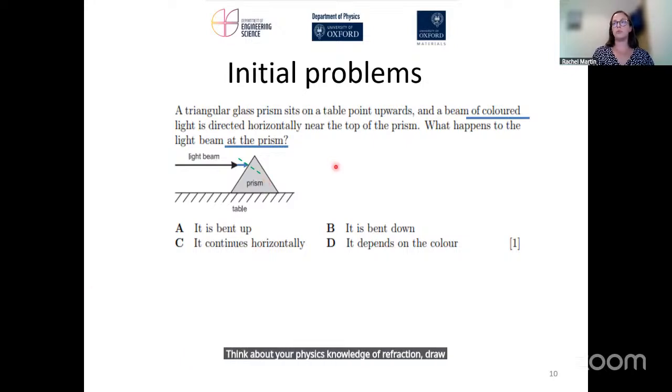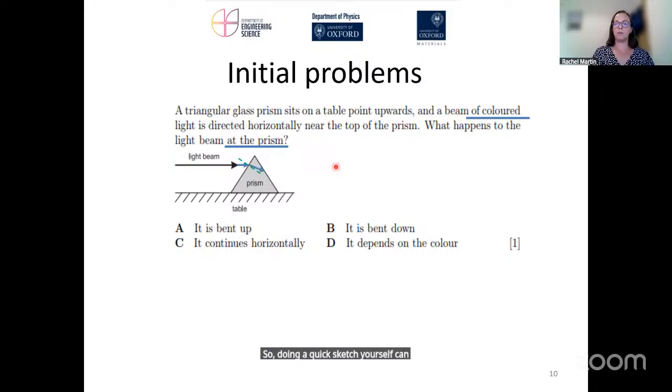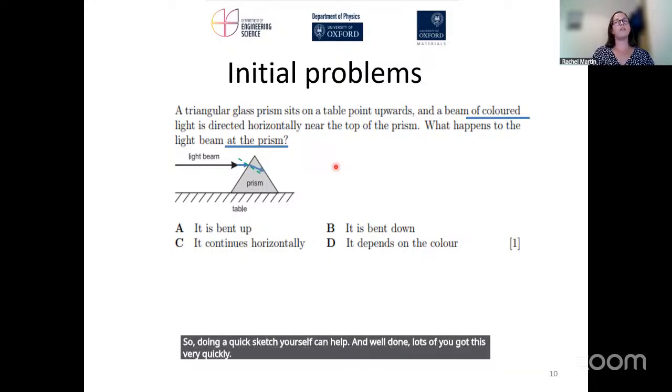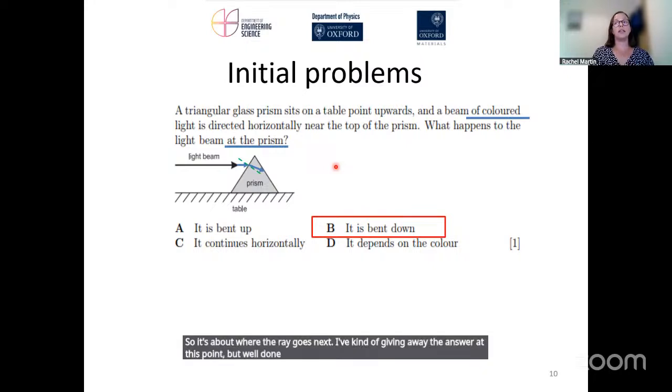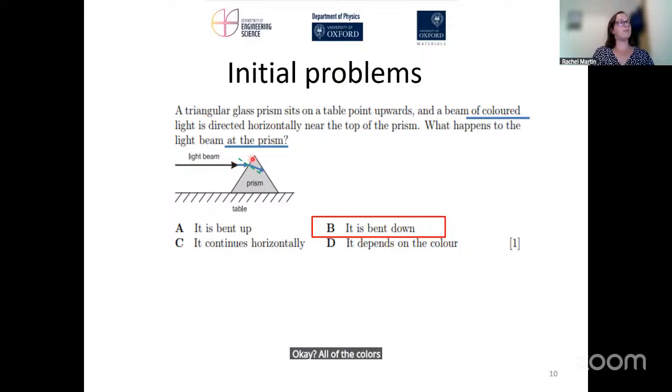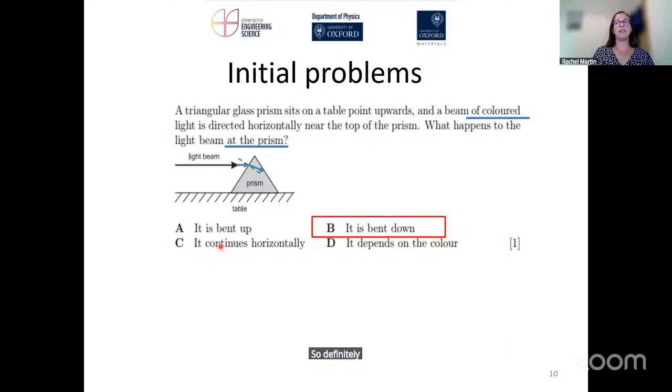Draw the normal, and then draw the ray. So doing a quick sketch yourself can help. And well done. Lots of you got this very quickly. So it's about where the ray goes next. I've kind of given away the answer at this point, but well done. The answer is B. All of the colors of visible light would have exactly that same impact. They would all be bent down. None of them would go upwards. None of them would continue horizontally in this question. So definitely not A, C, or D for any of the other colors.